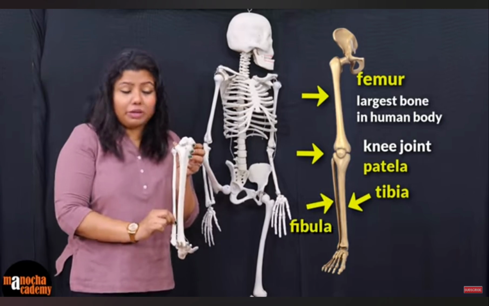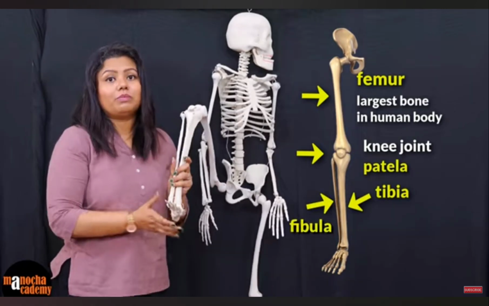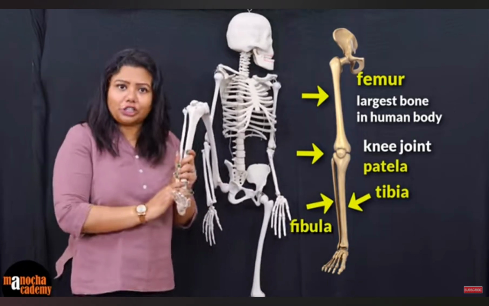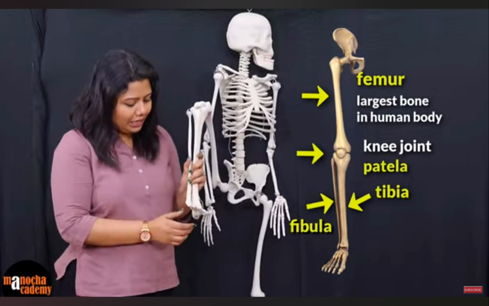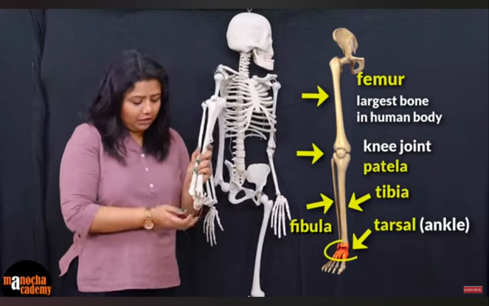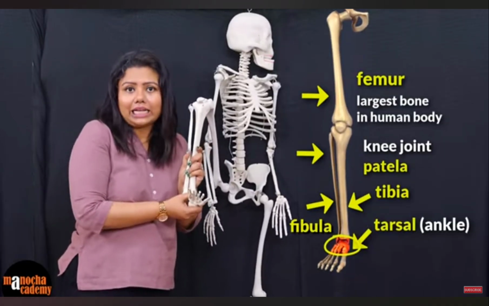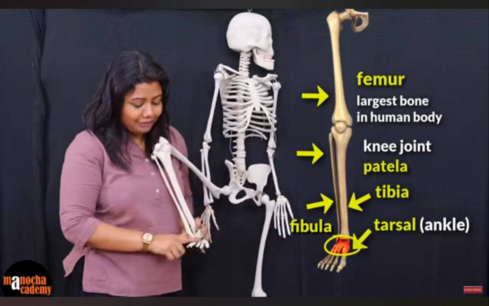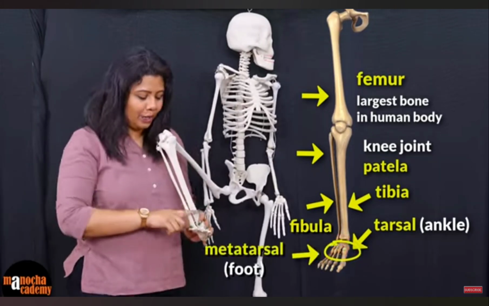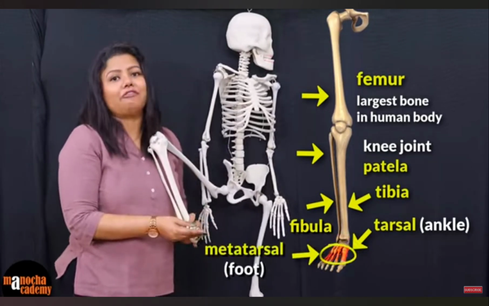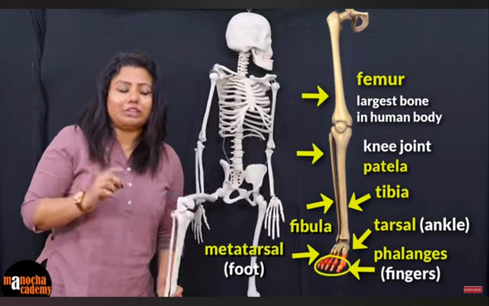Then we have these 2 bones, the tibia, which is this thicker one, and the fibula, which is the feeble one here. That forms the shin or the calf region of the leg. And finally we have the ankle, which forms the heel and the ankle, that's the tarsal. We have these flat bones forming your foot, which is the metatarsal, and finally the fingers or the phalanges.